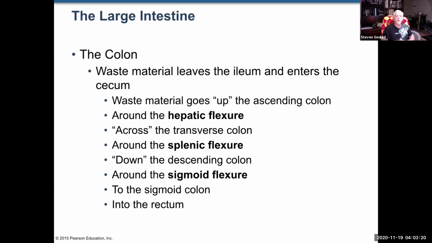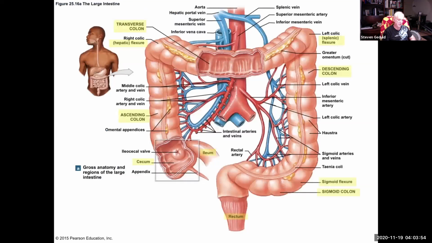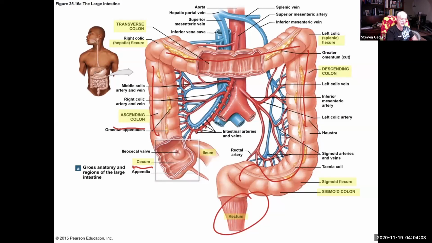Okay, so the colon. Waste material leaves the ileum and enters the cecum through the ileocecal valve. Waste material goes up the ascending colon, around the hepatic flexure, where the liver is, across the transverse colon, around the splenic flexure, which is where the spleen is, down the descending colon, around the sigmoid flexure, which is your S shape, to the sigmoid colon, into the rectum. That's the pathway through the large intestine. So just remember the same thing. The cecum comes into the ascending colon, transverse colon, descending colon, sigmoid colon, and rectum.